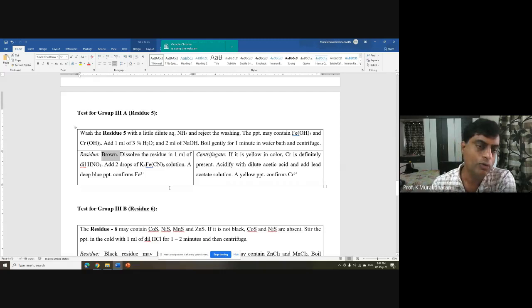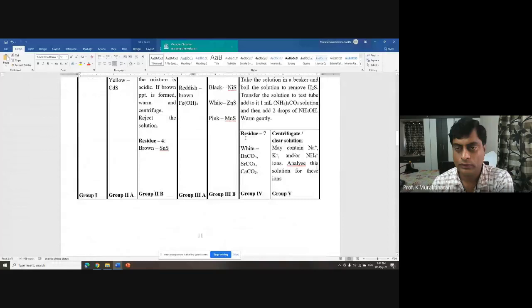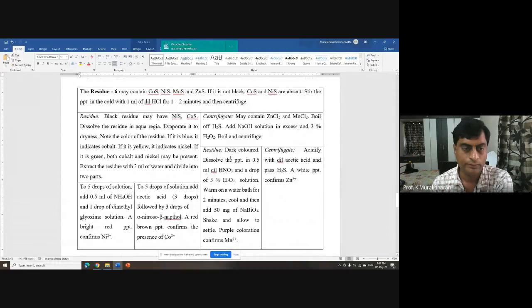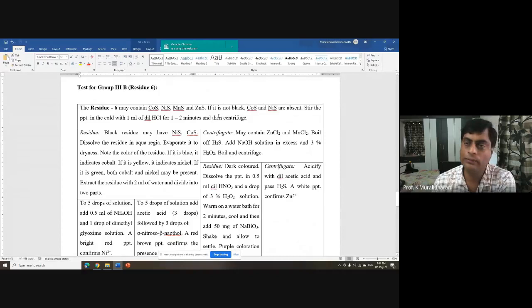Okay, so now we are going to residue number 6 here. That means residue number 6 has nickel, cobalt, zinc, manganese. So this is again a long procedure here. If not black, these are not present. That itself gives some indication.